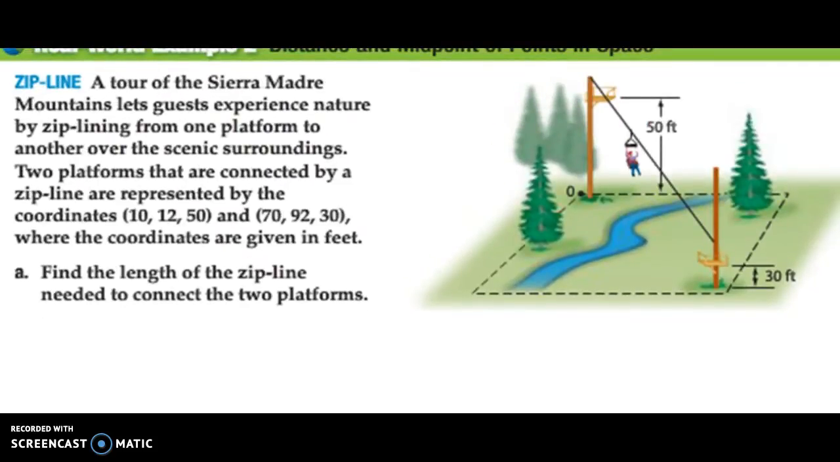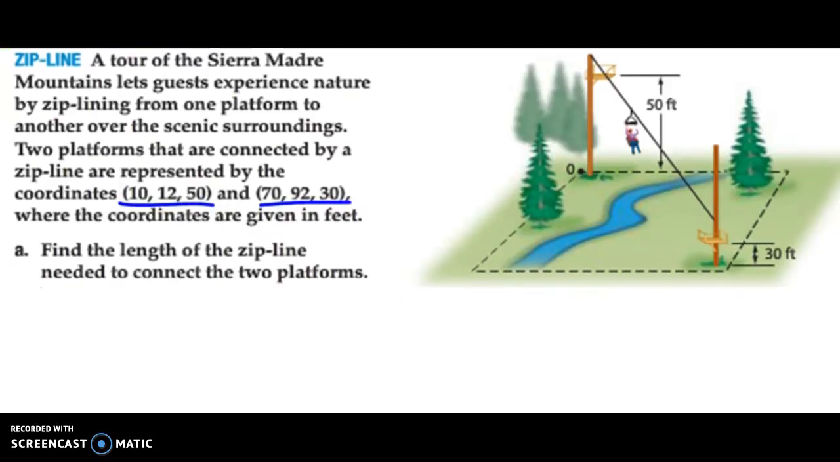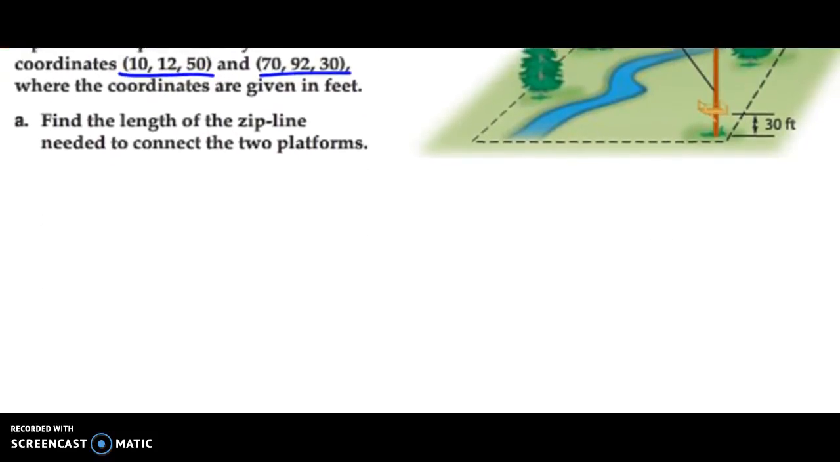So it's no different than what we've already learned before using 2 axis points. So it says, a tour of the Sierra Madre Mountains lets guests experience nature by ziplining from one platform to another over scenic surroundings. 2 platforms that are connected by zipline are represented by the coordinates 10, 12, 50 and 70, 92, 30, where the coordinates are given in feet. Find the length of the zipline needed to connect the 2 platforms. So if we know those 2 points right there, we simply need to find the distance formula between them.